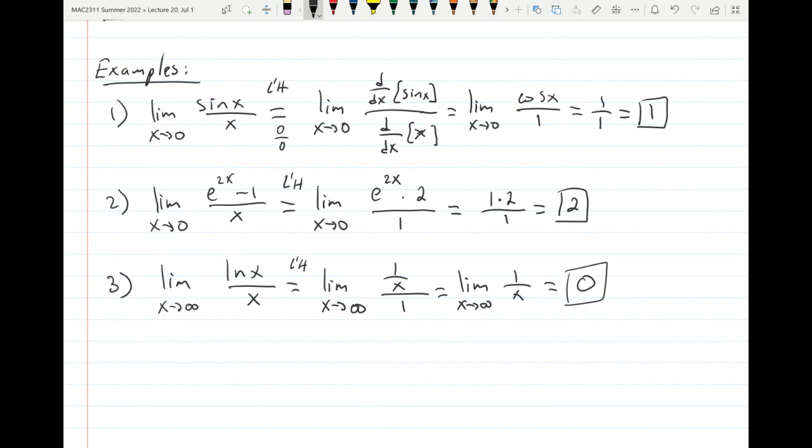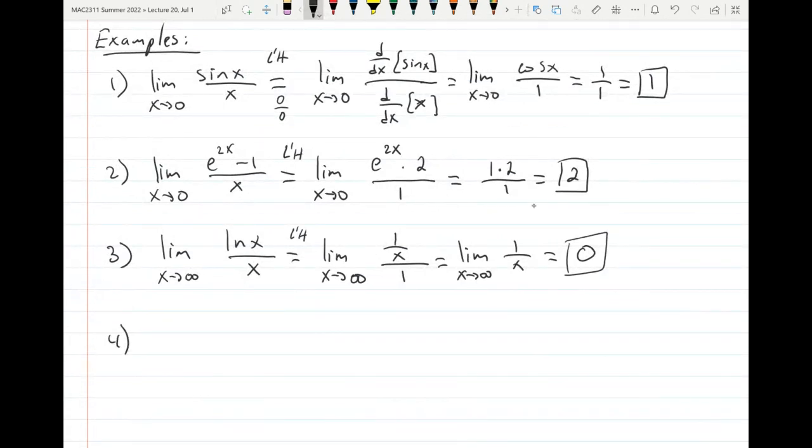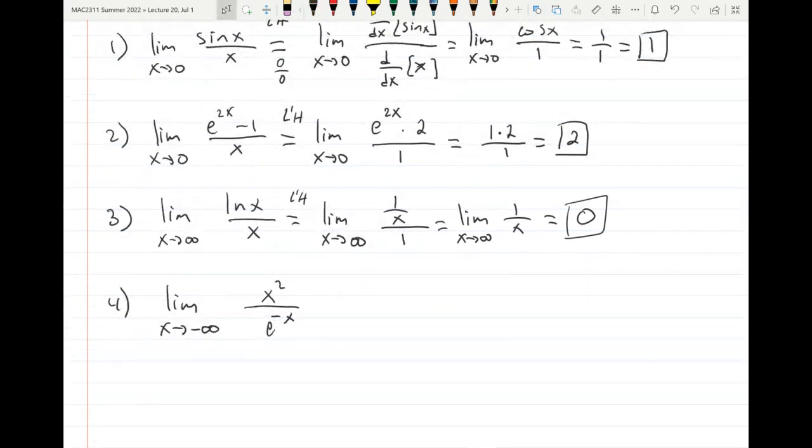Okay, so we have that. Let's see, let me actually do one more. A limit as x approaches negative infinity of x squared over e to the negative x. Notice that the top goes to positive infinity and the bottom also goes to positive infinity, because when you put negative infinity in the negative x part, that becomes positive infinity, and then e to the infinity is just infinity. So using L'Hopital's rule, we get the limit as x approaches negative infinity.